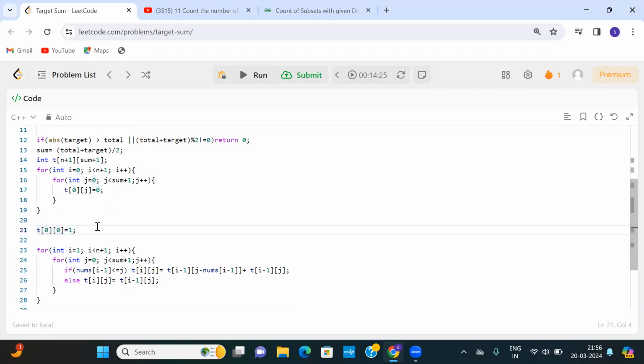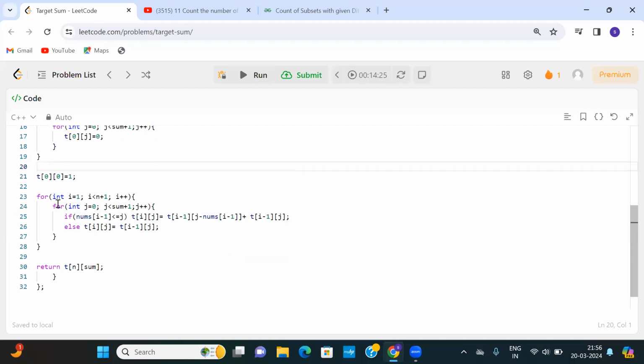What does this matrix signify? What is its significance? t at the index of 0, 0: if the size of the array is 0 and the sum we are calculating is also 0, then there is a single way in which our sum is equal to the given target.